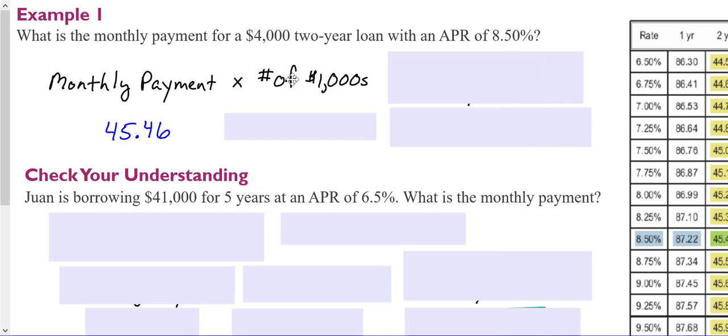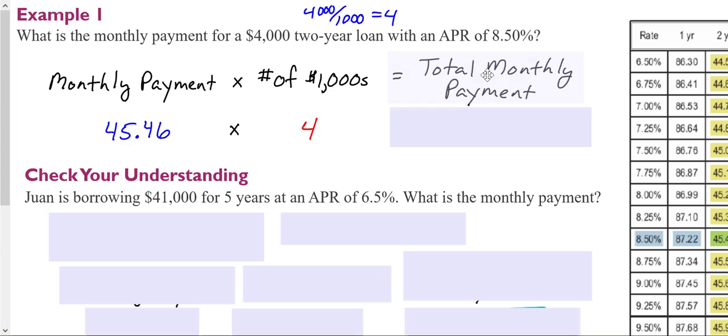So we want to multiply it times the number of thousands. If the loan is for 4,000, then 4,000 divided by 1,000 gives us 4. That means there are 4 sets of $1,000 in the loan. So we would multiply that times that, and that would give us our total monthly payment. When we multiply it out, that would be $181.84.